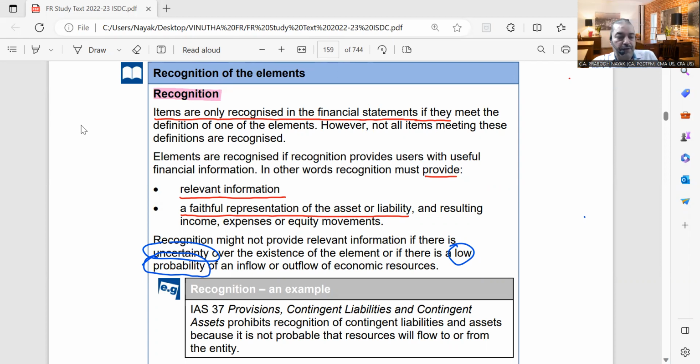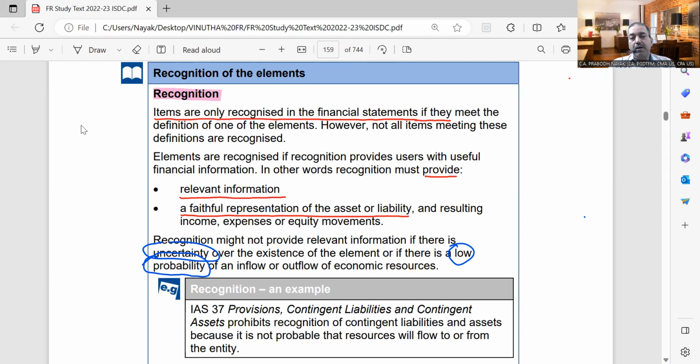Let us now come to recognition of the elements and derecognition of elements. Now, whenever we are doing any topic in financial reporting, whether it is non-current assets or current liabilities or current assets, we will always go through a particular method of discussion. We first start with the recognition or derecognition of the item. Even if it is an income or an expense, the first thing we look for is whether we are going to recognize the item or not. So recognition is the starting point of everything, and derecognition is the ending point of everything.